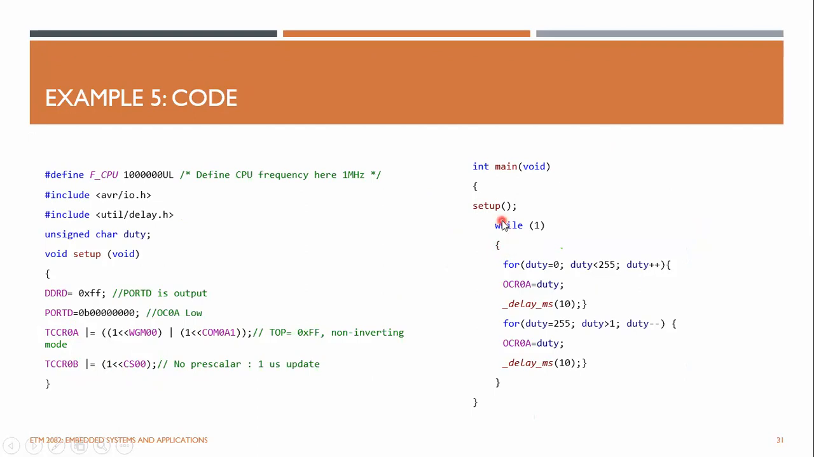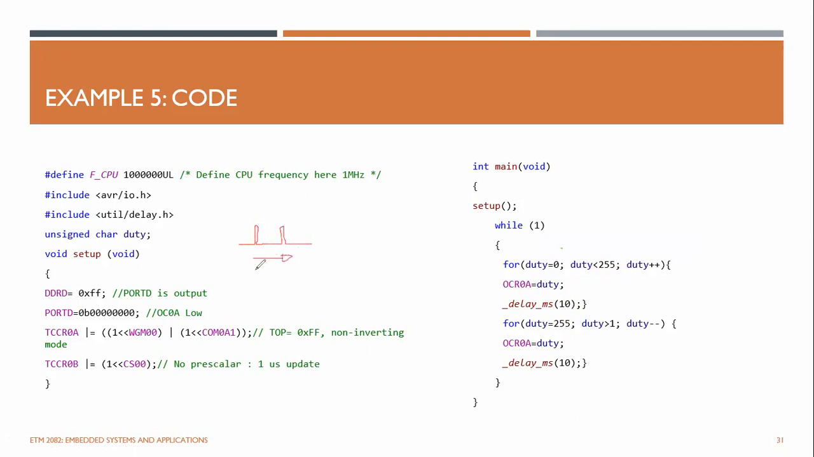So this is my main function, and I call the setup and go to the while loop. And I'm using a variable called duty ratio. Duty ratio is in a for loop, starting from 0, and it will count up to 255. And each 10 milliseconds, the OCR0 value will be some value starting from 0. And again, it is reducing that value.